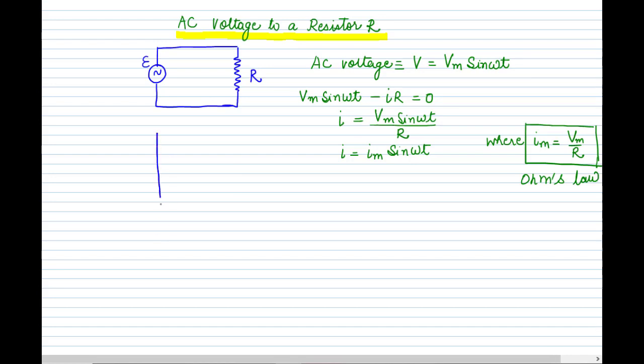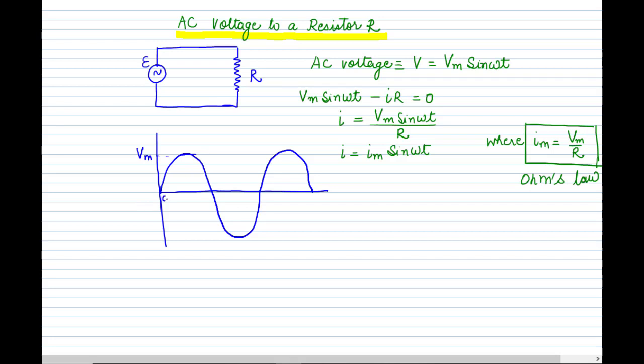We will draw a graph first for the voltage, then for the current. So say this is our voltage which is varying sinusoidally. So you can see there is a sine wave. It starts from 0, gets maximum, again 0, maximum negative, 0, maximum positive and again 0. So this is our maximum voltage Vm. Right? This is Vm, maximum voltage.